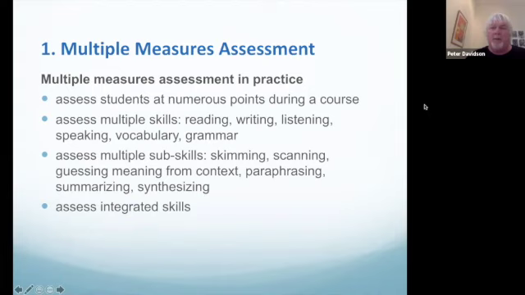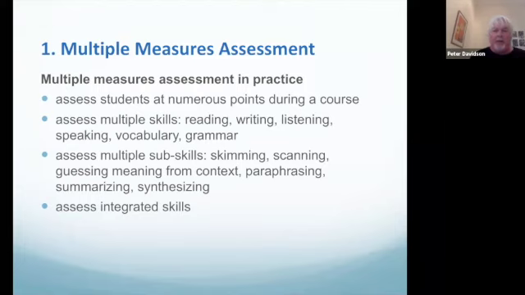Multiple measures assessment in practice. Assessing students at numerous points during a course, assessing multiple skills. So not just writing, but also reading, writing, listening, speaking, vocabulary and grammar. And also assessing the sub-skills. So for reading, skimming, scanning, guessing the meaning of vocabulary from context, and paraphrasing, summarizing. That's something I'm doing with my students right now.